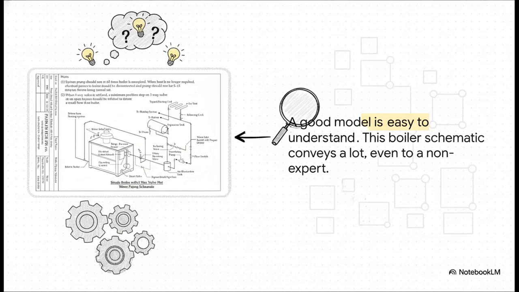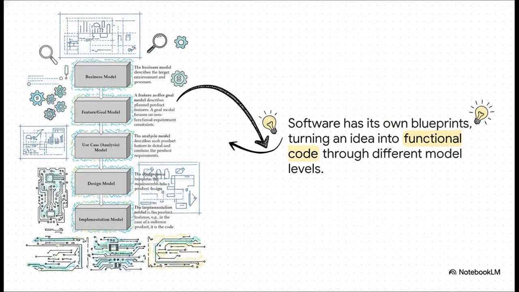That's the power of a good model. It makes a complex system understandable, even at a glance. And software uses the exact same principle, just with layers of blueprints. We start with a high-level business model. Then we drill down into the user features, then into a more detailed analysis model, and so on. It creates this really clear path from a big, abstract idea all the way down to the actual code.